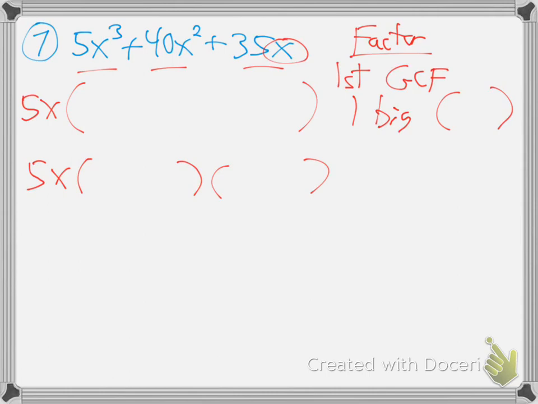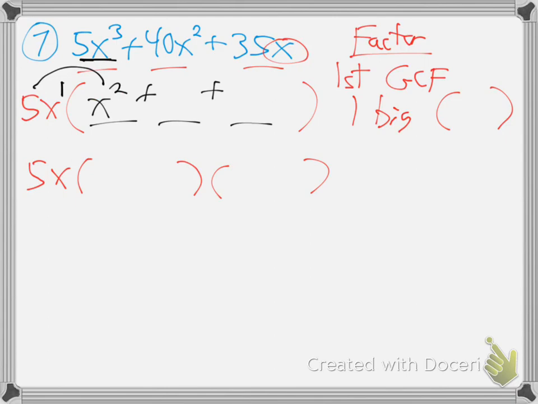So put in there what belongs, like last night's homework. 8x. Plus 7. So there's going to be 3 things in here, separated by plus signs. 5x times what will go back to 5x cubed? X squared. Remember, out front numbers multiply, powers add, right? So x to the 1, invisible 1, and x squared add to be 3.